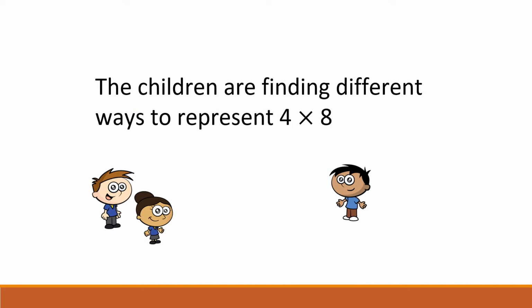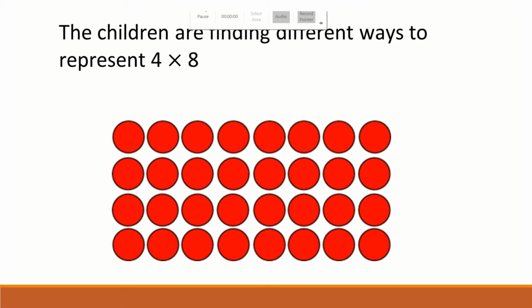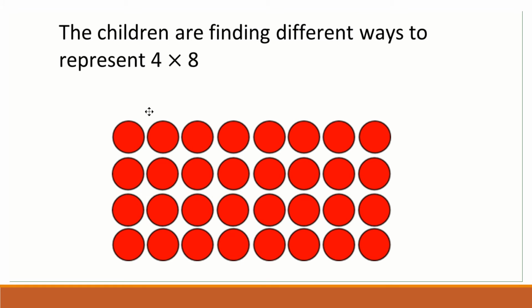The children are finding different ways to represent 4 times 8. Shall we take a look to see how they worked it out? Let's take a look at the first example. Here you can see the children have used an array. And how many rows can you see? There are 1, 2, 3, 4 rows.